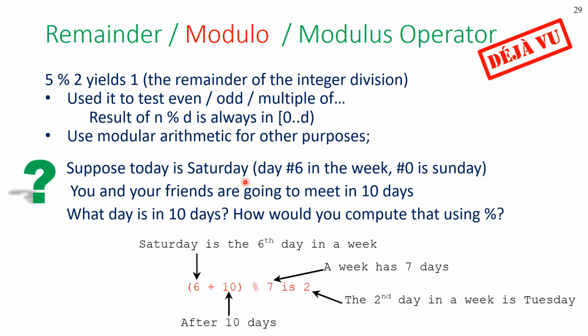So let's take a look at how that works, right? Today is Saturday, that's day number 6 in the week, okay? I add 10 days. I do modulo 7 because there are 7 days in a week. That's going to tell me pretty much what day of the week I'm going to fall on. And in this case, it's a 2, so a 2 is going to be Tuesday, okay?